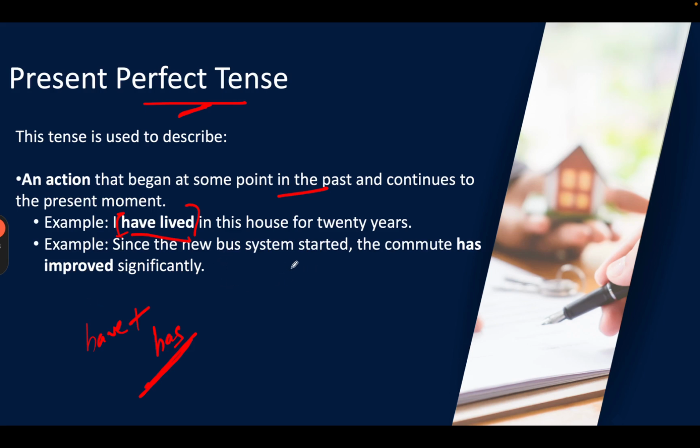Let's look at the next example. Since the new bus system started, the commute has improved significantly. The mention of since tells us that this is an activity that started in the past and is still continuing in the present. So this new bus system started in the past and it is still continuing in the present. And see, the mention of has improved. The mention of has tells us that this is the present perfect tense. We use has for singular subjects and have for plural subjects.